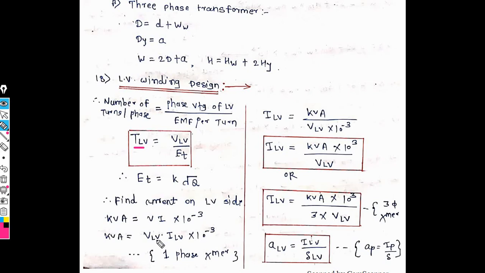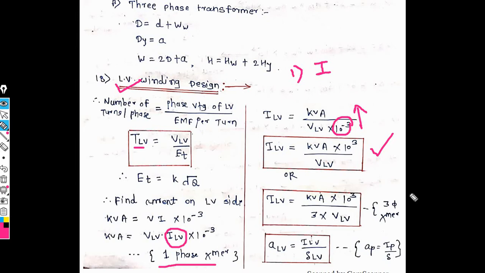Okay. Now, to find the current in the low voltage winding, we start from the KVA rating of the transformer for a single phase. The KVA is equal to V into I into 10 raised to minus 3. We consider the low voltage winding voltage VLV and the low voltage winding current ILV into 10 raised to minus 3. This is for a single phase transformer. Then rearranging the equation for the low voltage winding current, ILV is equal to KVA upon VLV into 10 raised to minus 3. The 10 raised to minus 3 goes to the upper side and is taken as positive, that is, ILV is equal to KVA into 10 raised to 3 upon VLV. This is the low voltage winding current for a single phase transformer.